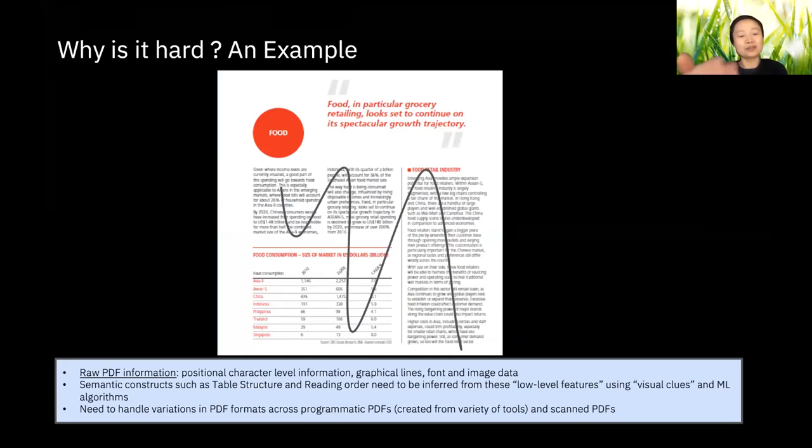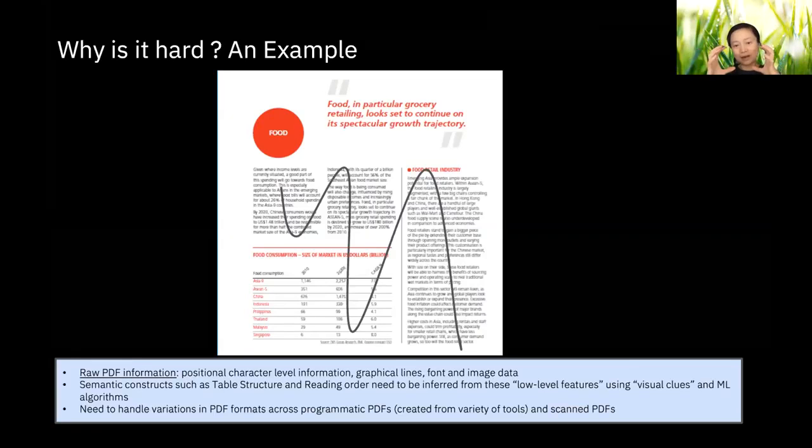it's actually very difficult. The raw PDF information contains characters and the position of the characters, graphic lines, font, and image information. So in order to understand a PDF document and reconstruct it in a way that a machine can understand, we need to infer from those low-level features, okay, this set of text is actually a column, this block is a table, and then this is the title, this is the header, this is the footer, and so on.